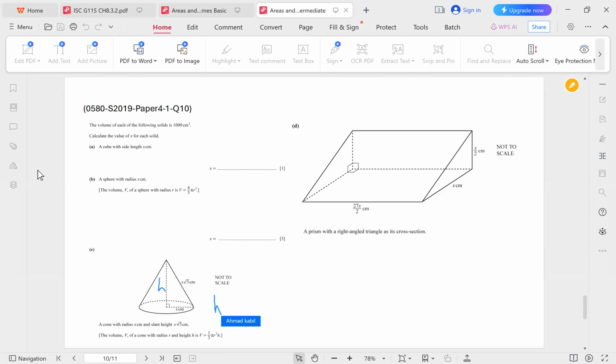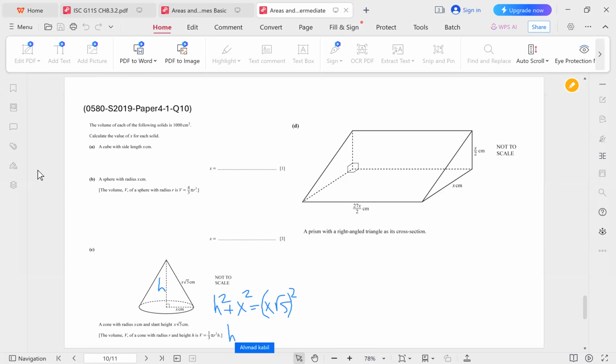So we have to say h squared plus x squared equals x root 5. This is to get h in terms of x, because we want to get the volume of the cone. And the volume has nothing to do with the slant height. It has to do with the vertical height. So h and not x root 5. So we have to get the h first. And this has to be all squared as well, of course.